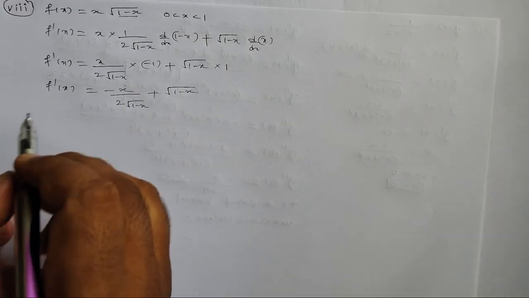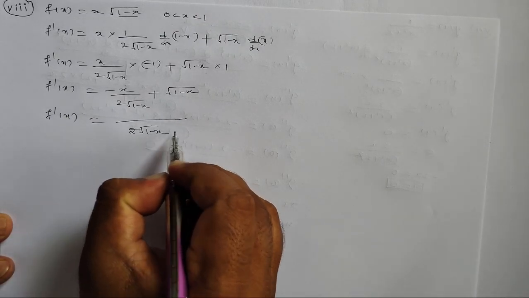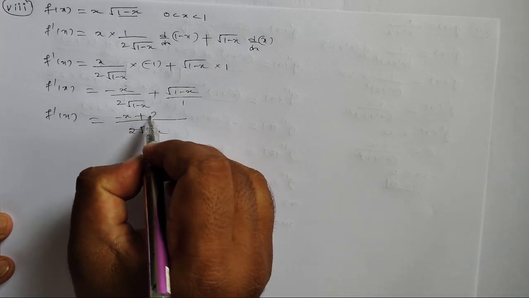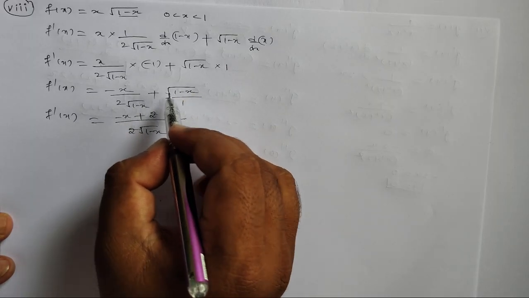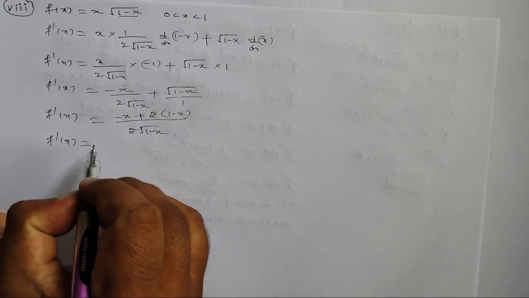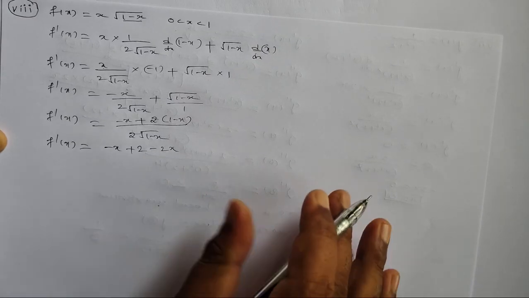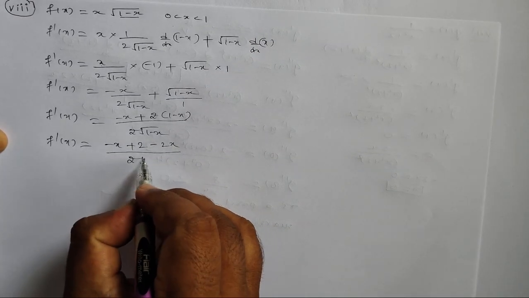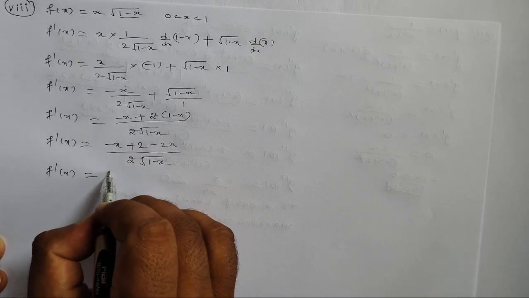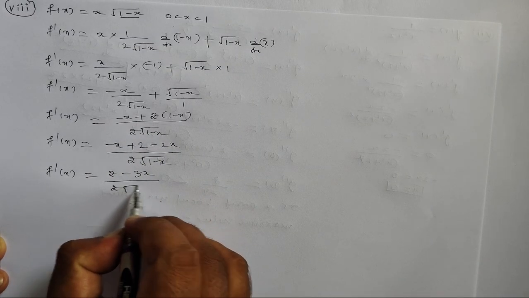Now take the LCM. So f dash of x becomes 2 root 1 minus x as the LCM, minus x as it is, plus 2 root 1 minus x multiplied by root 1 minus x, which becomes 1 minus x. Simplify this one: f dash of x is equal to minus x plus 2 minus 2x divided by 2 into root 1 minus x. That is equal to 2 minus x minus 2x, which becomes 2 minus 3x divided by 2 into root 1 minus x.